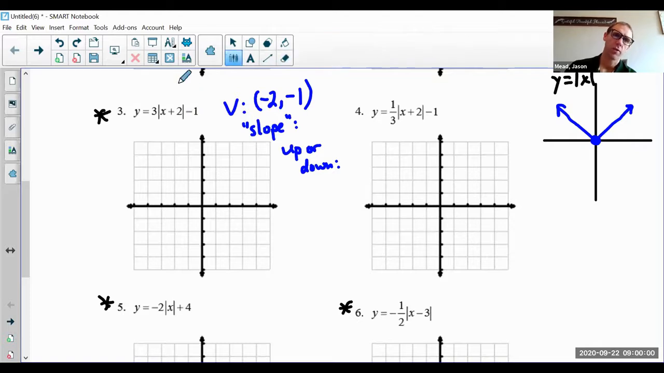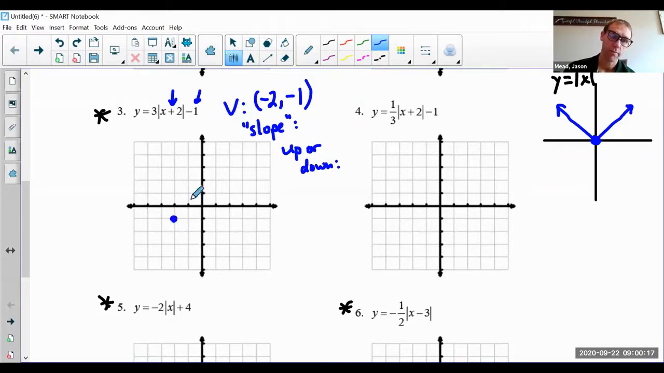So in general, this is left or right, and it's the opposite of what you see. So we move left 2. This one is up or down, and it's exactly what you see. So this one's down 1. So the vertex is negative 2, negative 1. The slope in this case is 3, and this absolute value graph opens up. So I'm going to do a slope of 3 going to the right and negative 3 going to the left because this thing opens up. So that's kind of what this graph looks like.